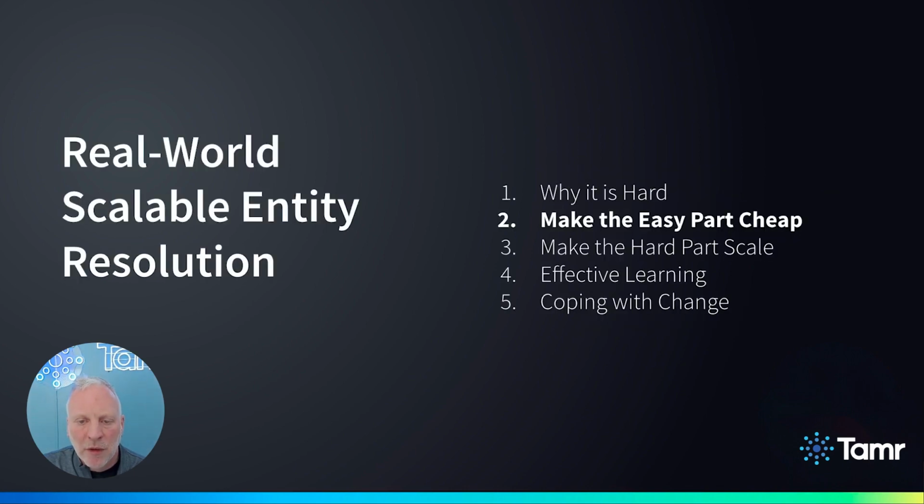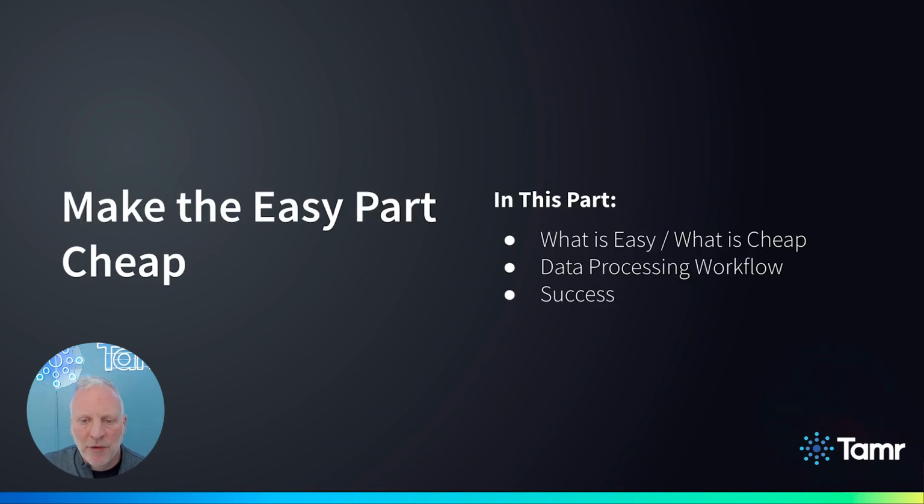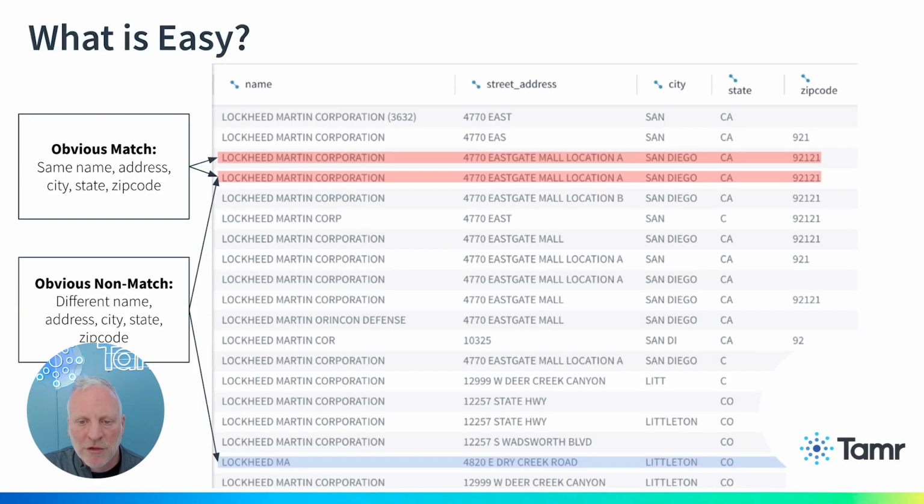In part 2, I'll talk about how we make the easy part cheap. We'll start with a definition of what is easy and what is cheap. We'll cover the data processing workflow, and then again, give some measures of success. So what is easy and what is cheap? Easy here means easy for a human to decide.